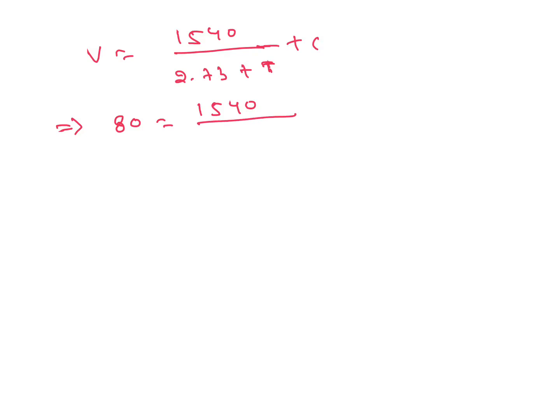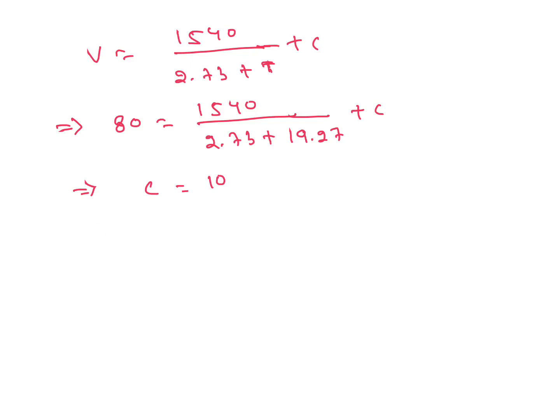Equation given, V equal to 1540 divided by 2.73 plus T plus C. So put the values, V1 equal to 80 equal to 1540 divided by 2.73 plus T1 value is 19.27 plus C. If you calculate this one, C will come 10.